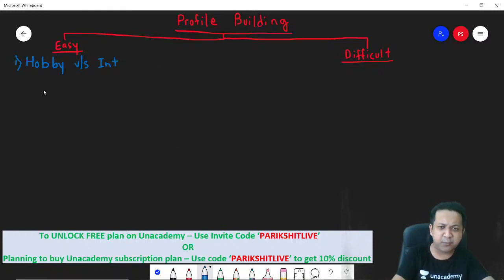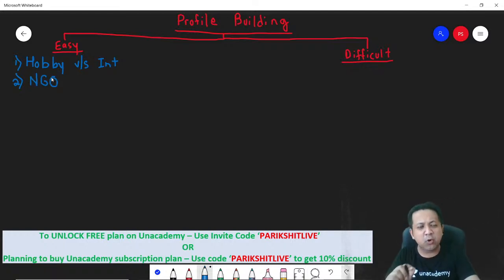Correct? That's the first point. I hope I'm clear. Fine. Second point. Second point is NGO. Check if you can get yourself enrolled with an NGO. Correct? Why do I say enroll yourself with an NGO?